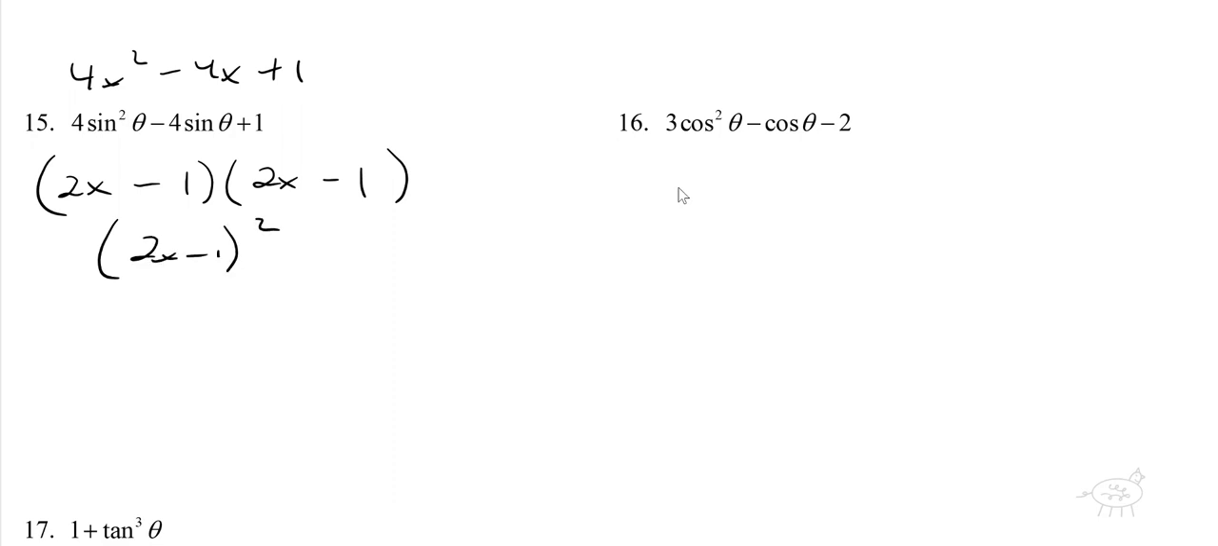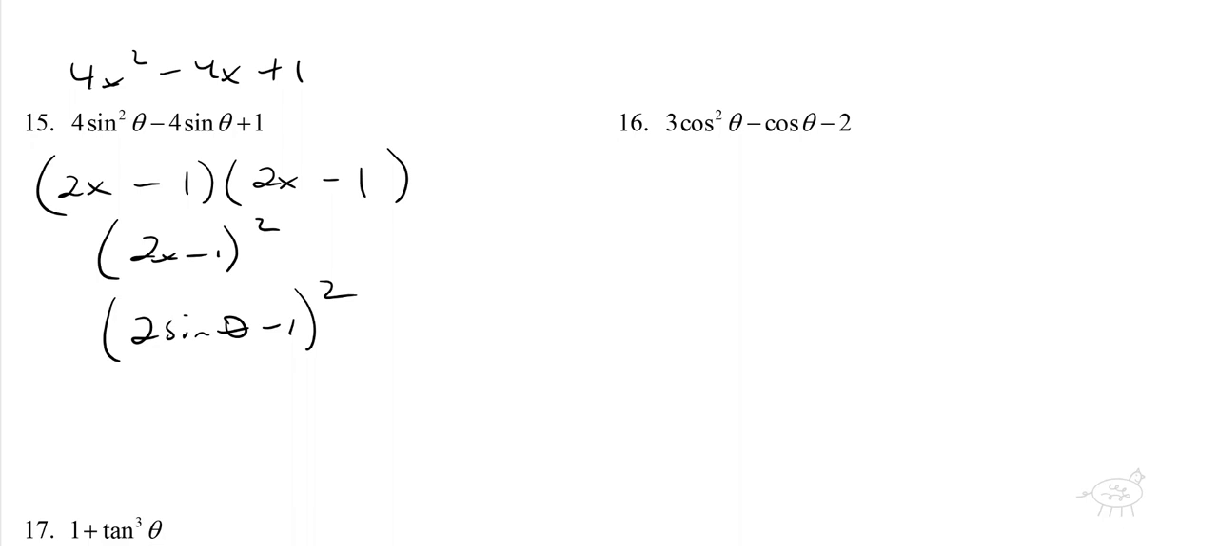Well, what we're going to do is we're going to use the trig in there now. So instead of putting 2x minus 1, it's going to be 2 sine of theta minus 1 squared. And that's it factored. Okay. Looks pretty reasonable.